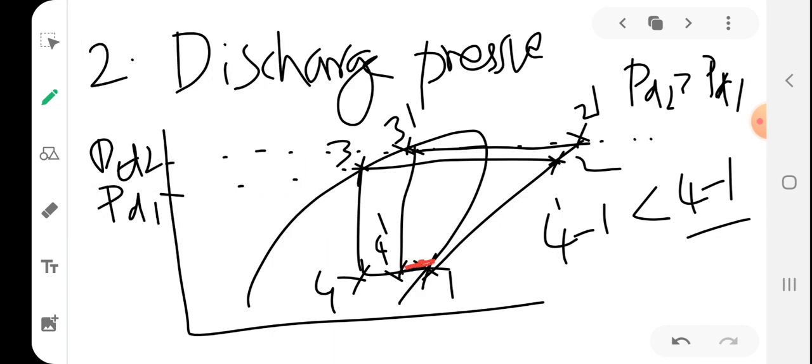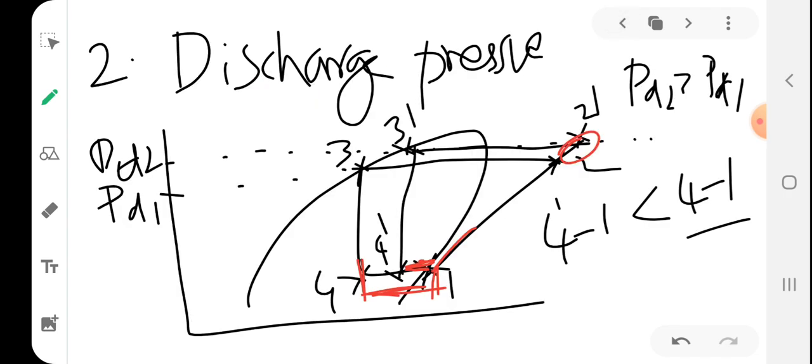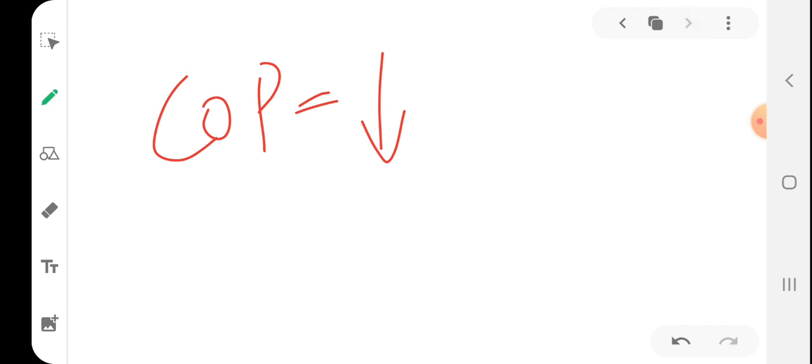This is less than this value, so this value is greater than this value. So there is a decrease in refrigeration effect and increase in work required. The work required is increased this much, so that too is not desirable. COP is decreased because refrigeration effect is decreased and work is increased. So discharge pressure increase is undesirable because COP will decrease.